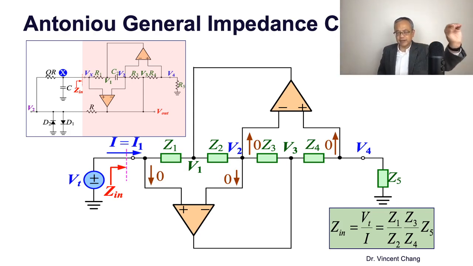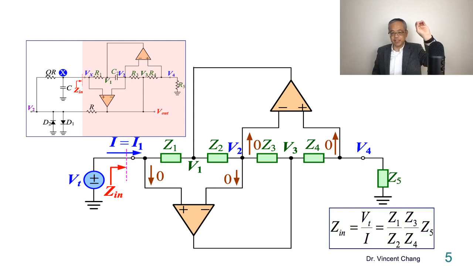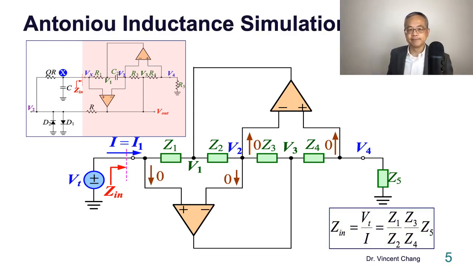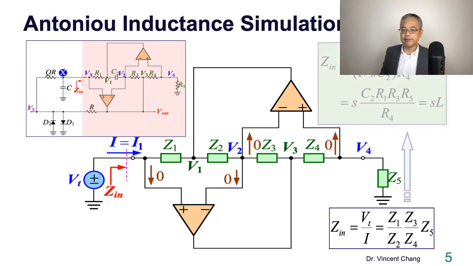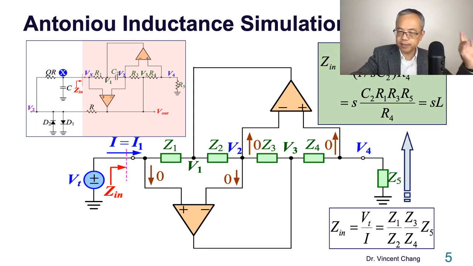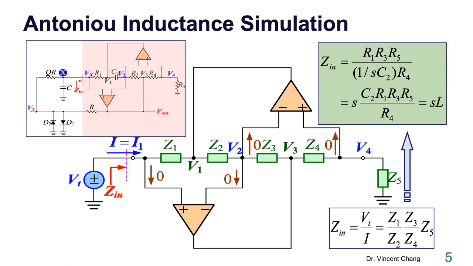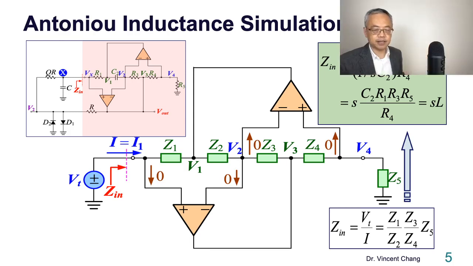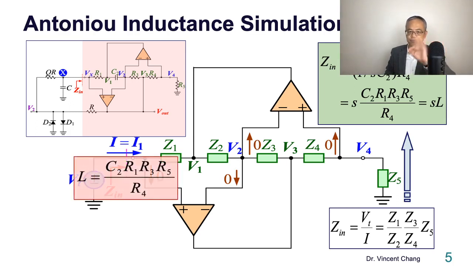So in the Antoniou inductance simulation, Z4 is now replaced by a capacitor, and the rest of the impedances are realized by resistors. And then here's the outcome. The input impedance of the whole circuit serves as a two-terminal device, whose equivalent impedance is this, an equivalent inductance. And this equivalent inductance equals what? C2, R1, R3, R5 in the numerator divided by R4.